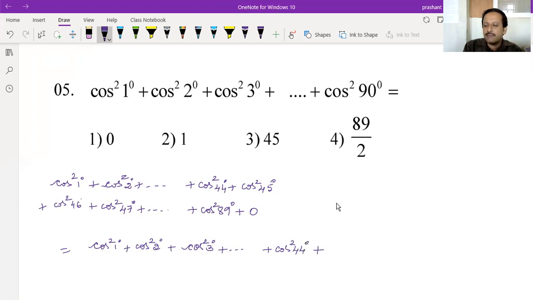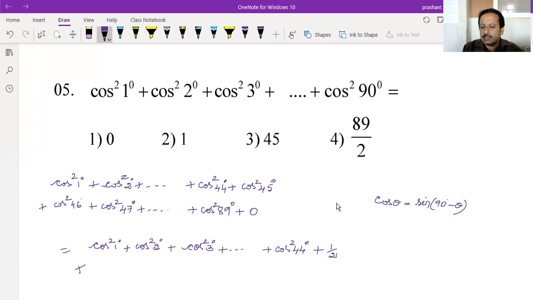Plus cos square 45 degree. Cos 45 is a standard angle. Cos 45 degree is 1 by root 2. So cos square 45 is 1 by 2. That you know. Plus this cos square 46 is there now. What I do is I will write cos theta as sin (90 minus theta). You know this formula. Sin (90 minus theta) is cos theta.